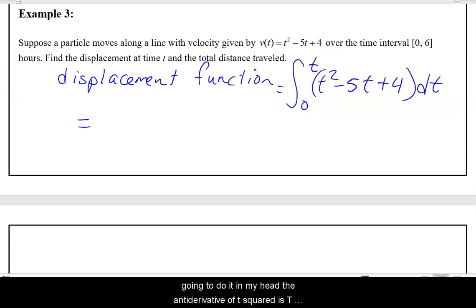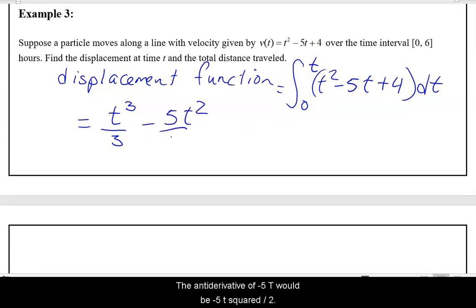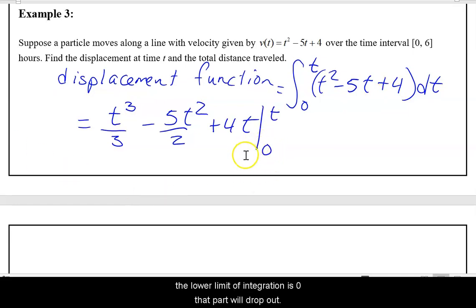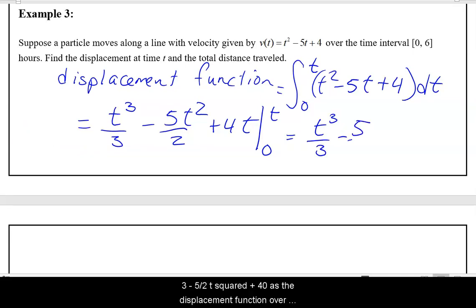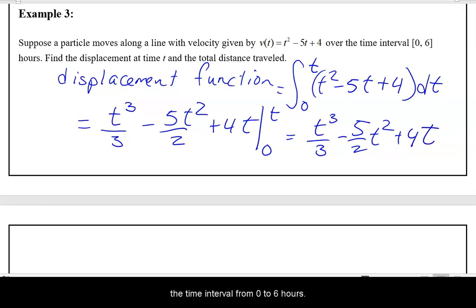The antiderivative of t squared is t cubed divided by 3. The antiderivative of negative 5t would be negative 5t squared divided by 2. The antiderivative of 4 is 4t. Now I need to plug in the limits of integration, but since the lower limit of integration is 0, that part will drop out. This simply gives me t cubed over 3 minus 5/2 t squared plus 4t as the displacement function over the time interval from 0 to 6 hours.